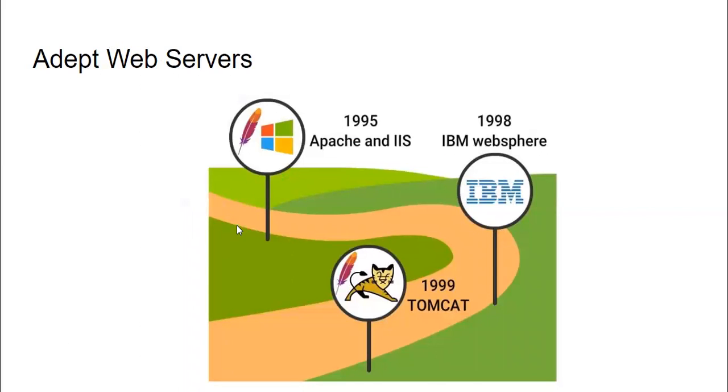Then we have the adopted web servers. Both Apache HTTP Server and IIS were introduced in the year 1995, and even now they are reigning as two giants in the world of web technology. IBM WebSphere was introduced in the year 1998, and in 1999, Apache released its Tomcat server to support Java servlets and JSP.